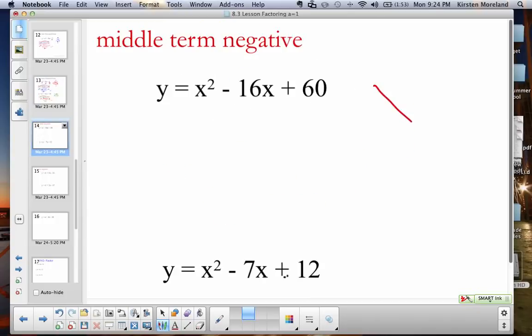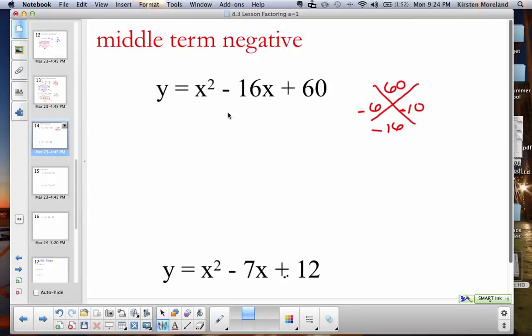Right, so pause the video, set your diamond up, see if you can fill that out. So I want to multiply to the last term, which is 60, and I want to add to a negative 16. So I know 60 is big, but just think of the common factors like 6 and 10. I want to multiply to a positive, add to a negative, so both of my factors need to be negative.